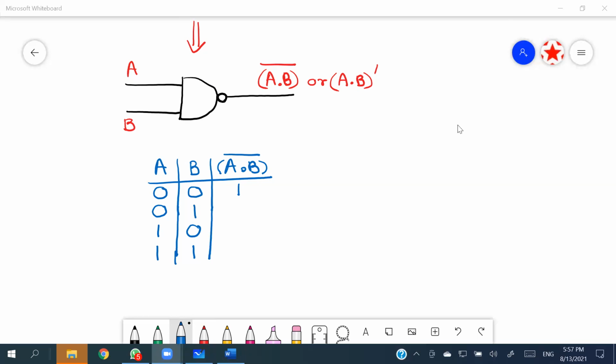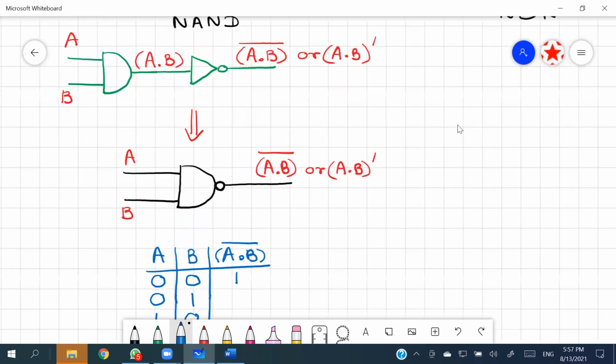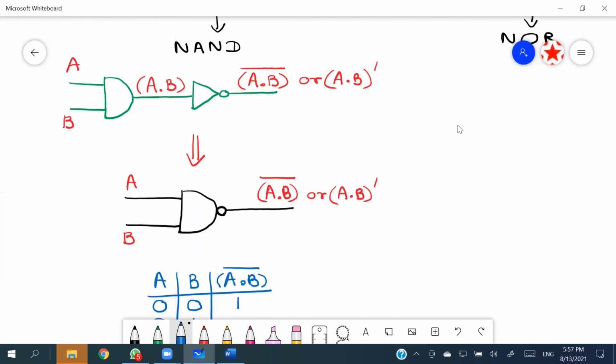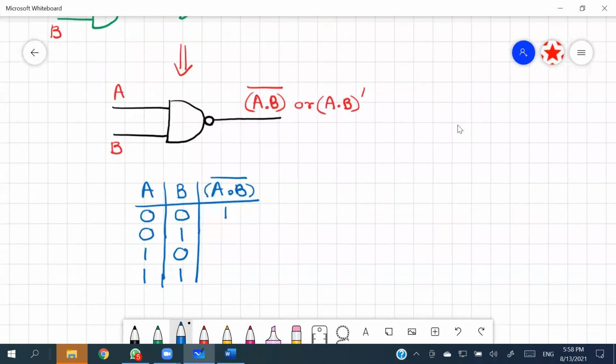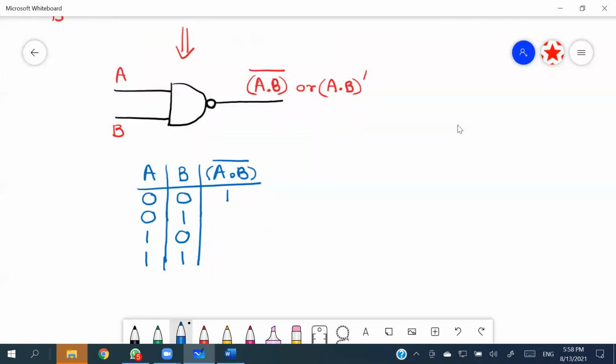Yes, Davidu, the black color gate that you can see is the symbol of the NAND gate, right? Here at the above, I was just explaining what's actually happening. If you are asked to draw the NAND gate, it is this symbol that you need to draw, right?